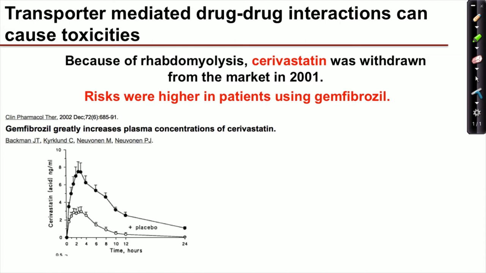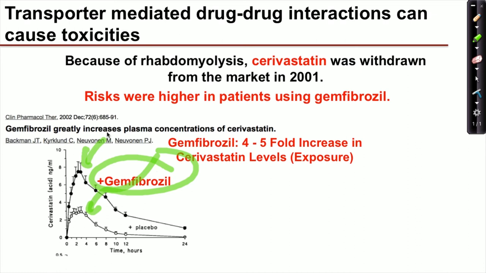So I'm showing you here sort of a historical study where you're looking at rivastatin plasma levels in the lower curve here in a group of patients, probably healthy volunteers here. And then rivastatin plasma levels when it was administered concomitantly with gemfibrozil. And you can see the levels are 4 to 5 times higher. So gemfibrozil has caused a drug-drug interaction, and the plasma levels of rivastatin are much higher in patients who would be on gemfibrozil together with rivastatin. And that may have been why patients who were on gemfibrozil were at higher risk for rivastatin-induced rhabdomyolysis.